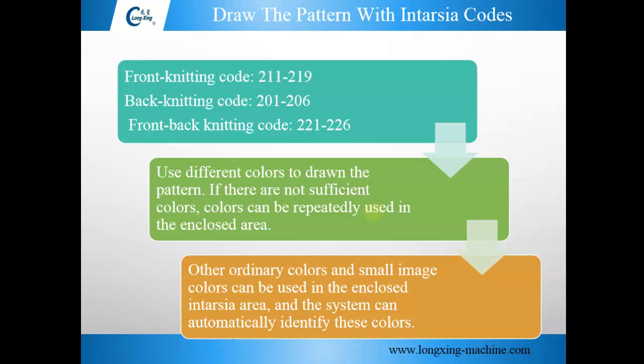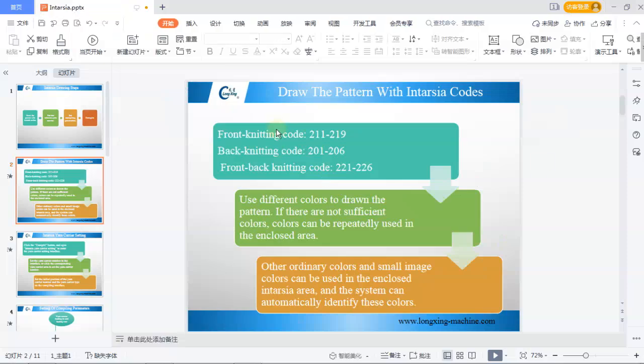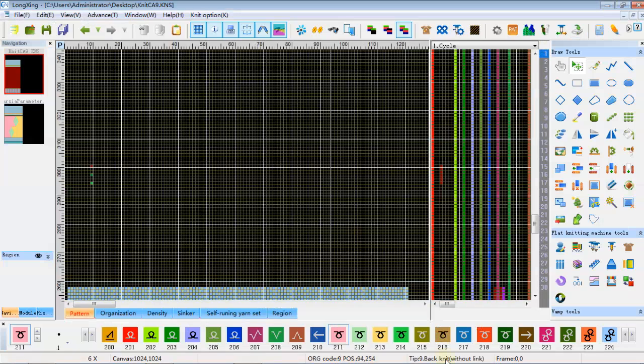Then, let's get to know the intarsia front knitting code, the intarsia back knitting code, and the intarsia front and back knitting code. From 211 to 219 belong to the intarsia front knitting code. From 201 to 206 belong to the intarsia back knitting code. From 221 to 226 belong to the intarsia front and back knitting code.